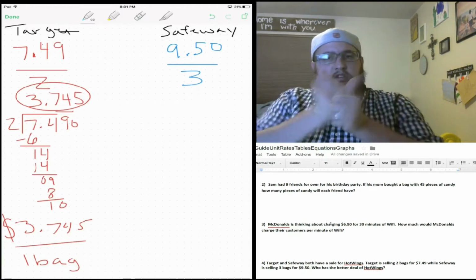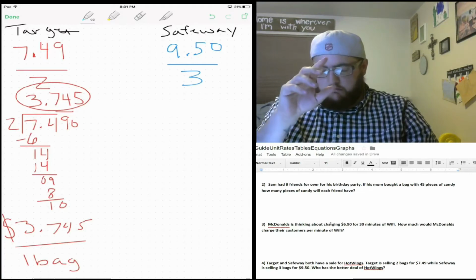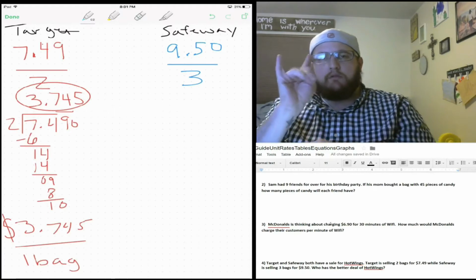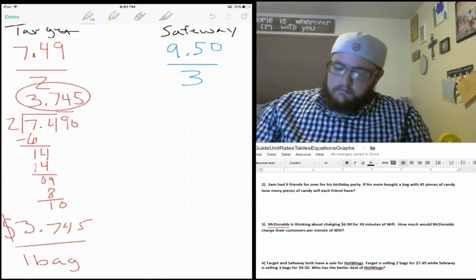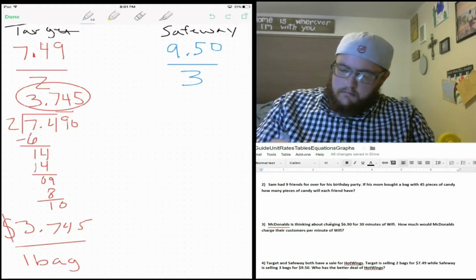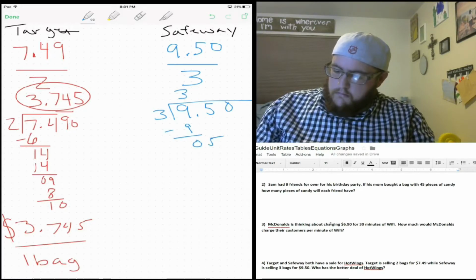Now let's go over to Safeway and convert their rate into a unit rate. So we'll take $9.50 and divide it by 3. So remember, when we have a fraction, the numerator will go inside the division bar and the 3 will go on the outside. So 3 goes into 9 3 times. 3 times 3 is 9. Subtract is equal to 0. We bring down the 5.